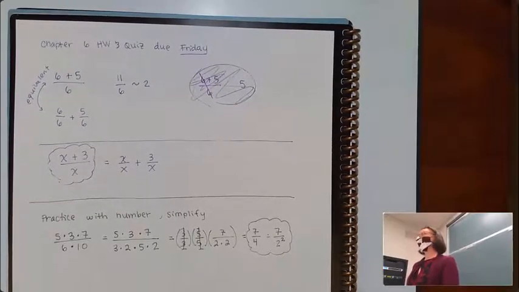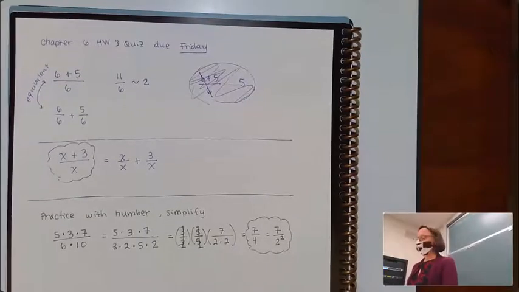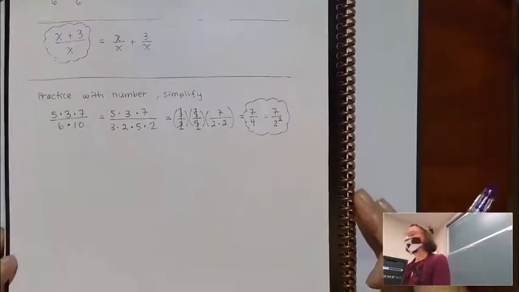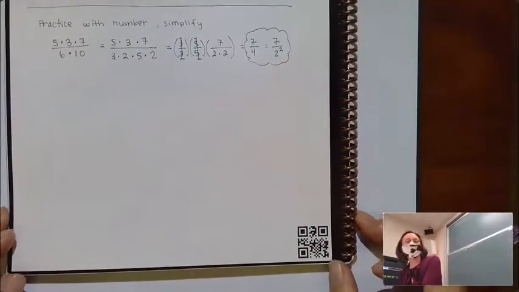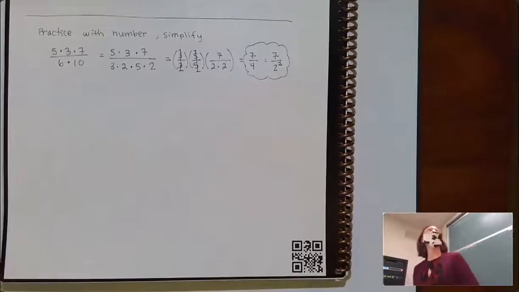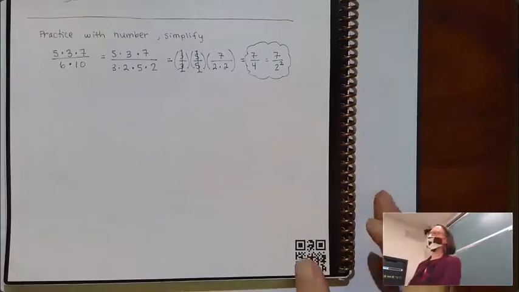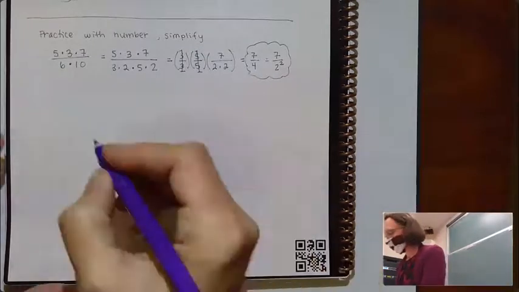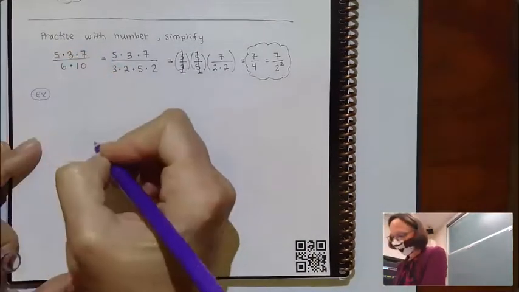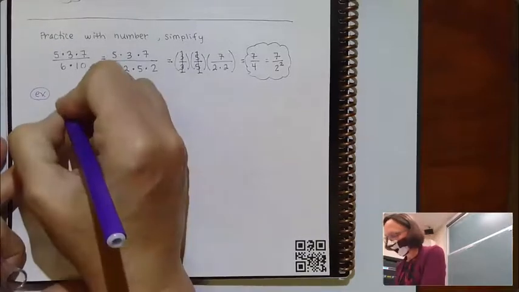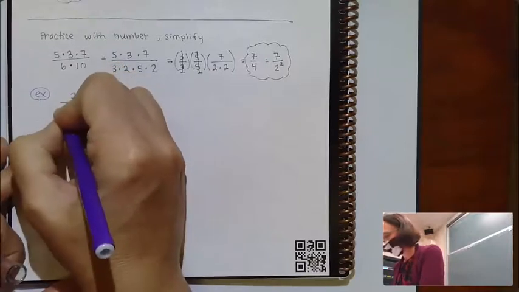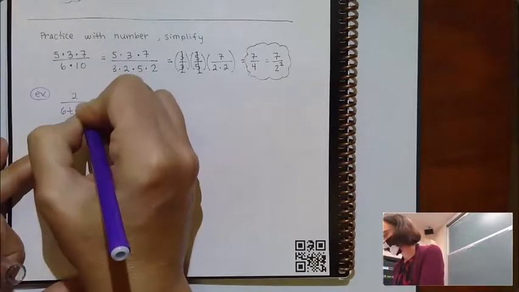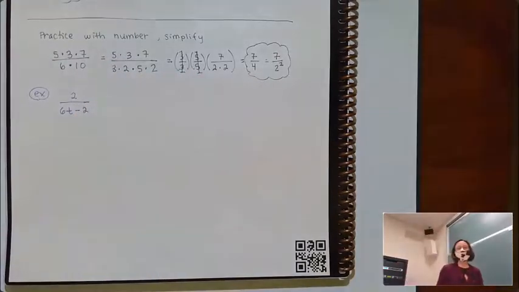Well, all of that lovely practice factoring that you got in chapter 5, we're about to use that so that we can practice simplifying algebraic expressions that have letters and numbers. So let's start off with something like, I'm going to start off slow here. So how about 2 over 6t minus 2? Okay, our objective is to simplify or reduce to lowest terms.